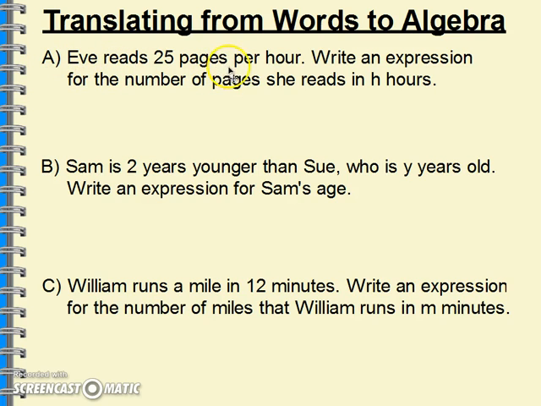Eve reads 25 pages per hour. Write an expression for the number of pages she reads in h hours. Well, we see that it's 25 pages per hour. So that means every time 1 hour passes, she reads 25 pages. So, for every hour that goes by, she reads 25 pages per hour. Take a minute to pause the video and try B and C.